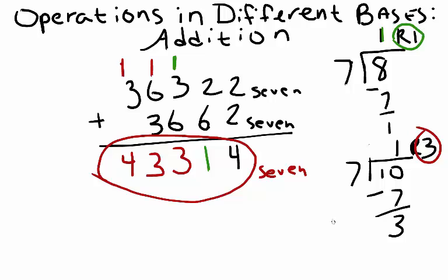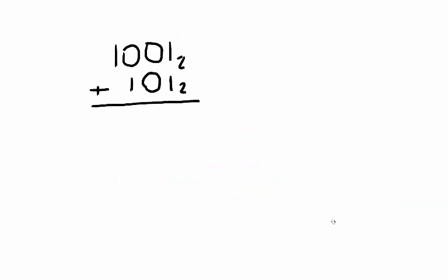Let's take a look at another example. Suppose I want to add the following base 2 numbers, 1001 base 2 plus 101 base 2. In base 2, my allowable digits are 0 and 1. I'll start by adding 1 plus 1. In base 10, 1 plus 1 is 2.